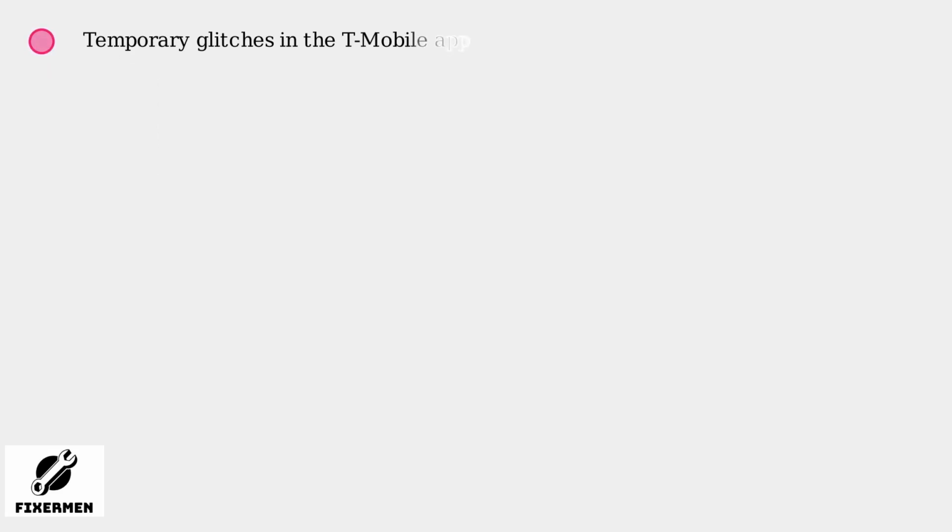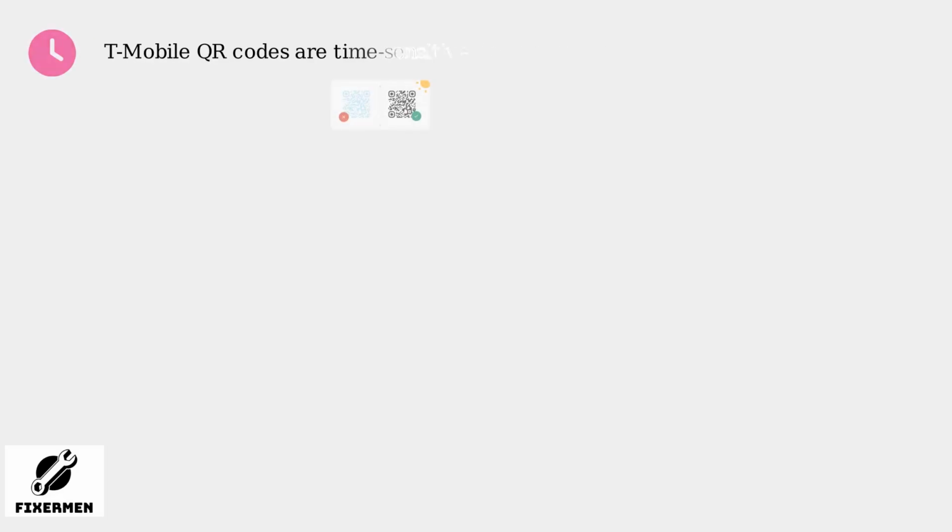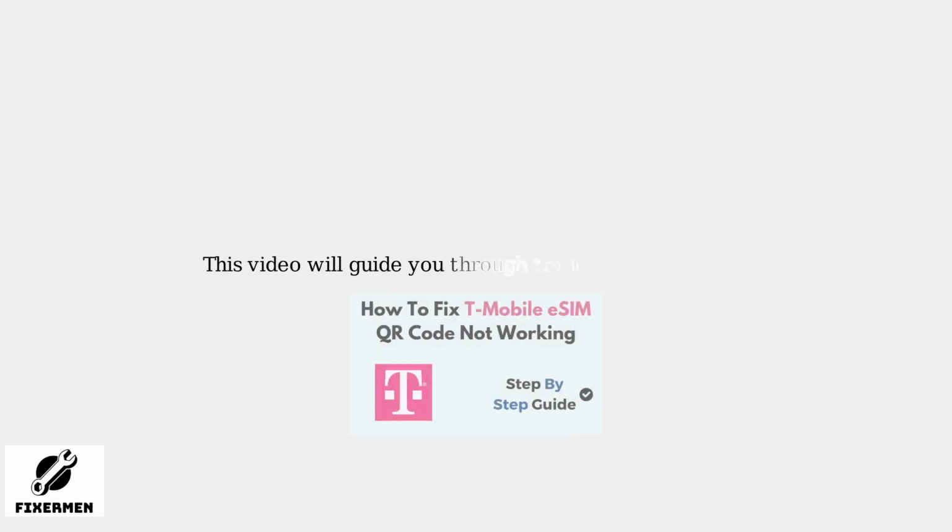Temporary glitches in the T-Mobile app can occur. Weak network coverage, especially in rural areas, can prevent activation. T-Mobile QR codes are time-sensitive and expire quickly. This video will guide you through troubleshooting steps.